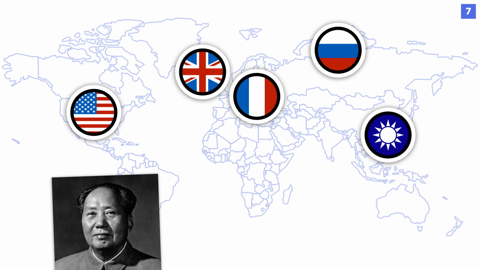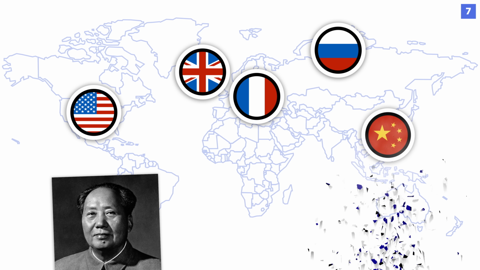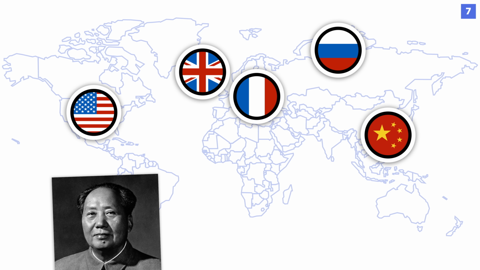However, following Mao Zedong's overthrow of Chiang Kai-shek's national government, the United Nations eventually expelled the Republic of China on October the 25th, 1971, and Taiwan has since lost even its observer status.